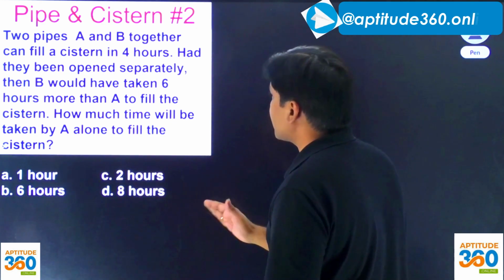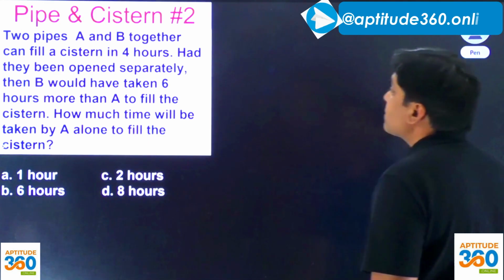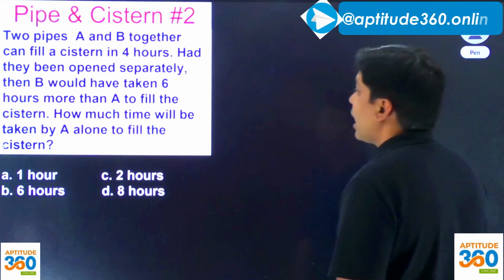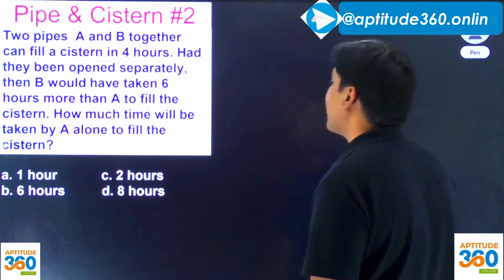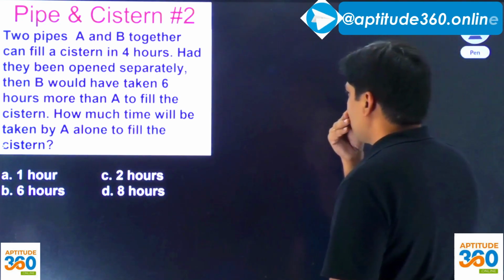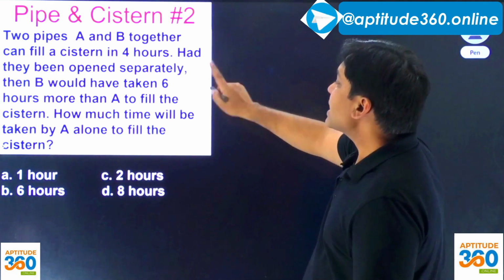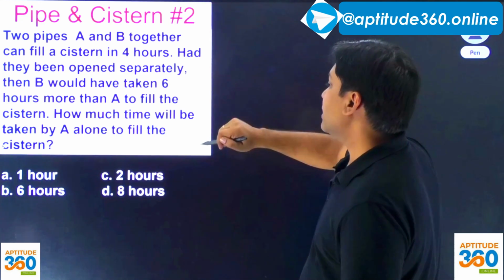Two pipes A and B together can fill a cistern in 4 hours. Had they been opened separately, they would have taken 6 hours more than A to fill the cistern. How much time will be taken by A alone? Now, understand this. 6 hours more than A to fill the cistern.